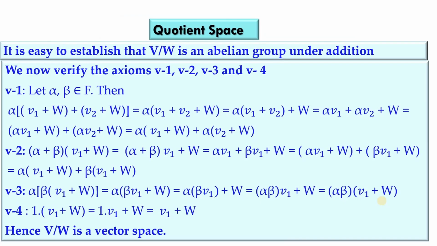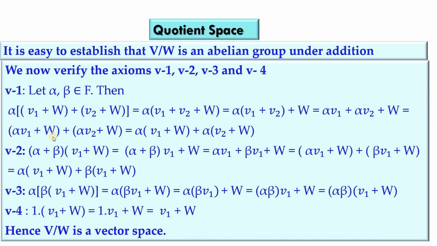Now to prove that V mod W is a quotient space, first we see that V mod W is an abelian group under addition. That can be easily established. So we now verify the axioms V1, V2, V3 and V4 of a vector space. For that we consider two elements alpha, beta in F and v1 plus W, v2 plus W in V mod W. The first axiom is alpha times (v1 plus W plus v2 plus W) should be equal to alpha (v1 plus W) plus alpha (v2 plus W).